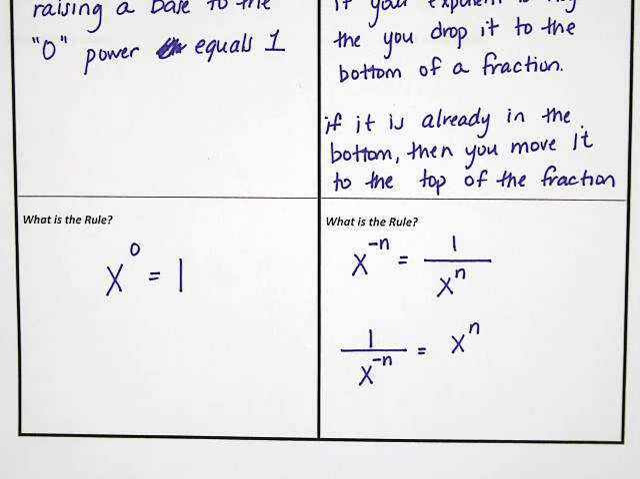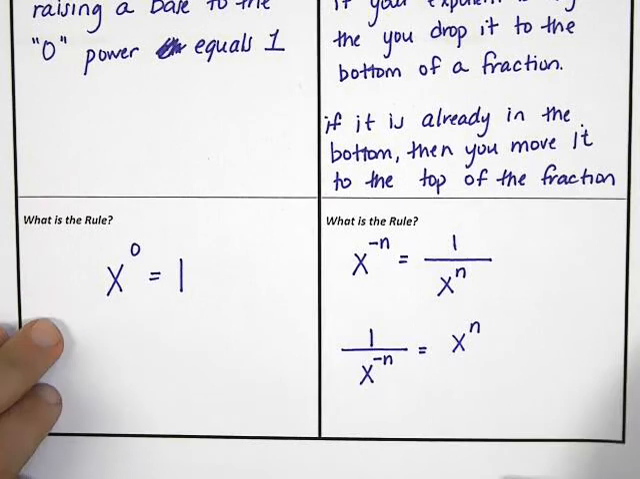Now that's going to be a neat trick for us because we usually want to write all of our final answers with positive exponents only. So if there is a negative exponent, we use this rule to kind of shift things around to make it look nicer. Let's look at some examples. So let's start with problem 1.